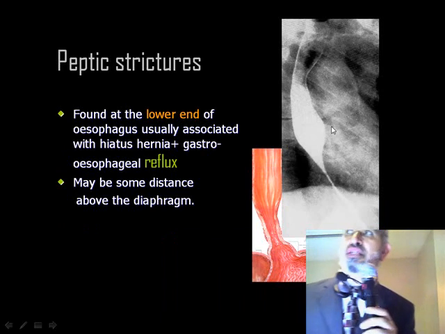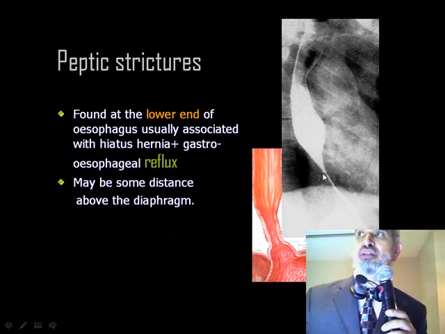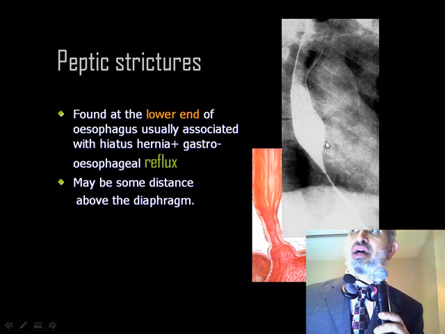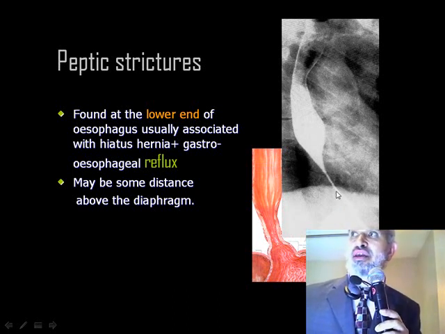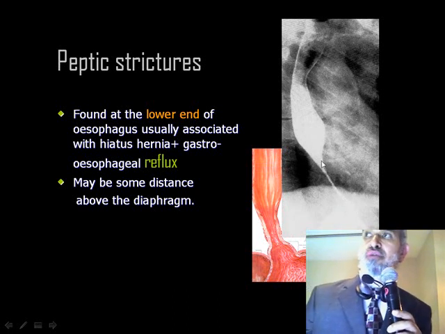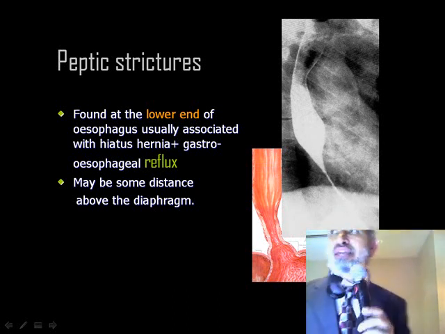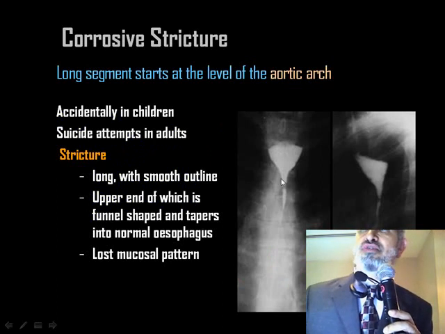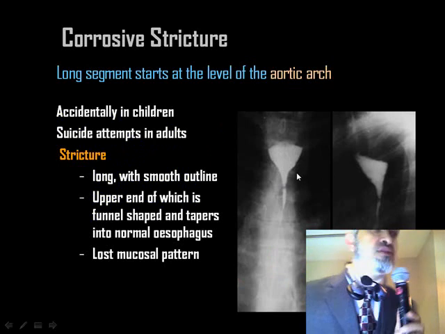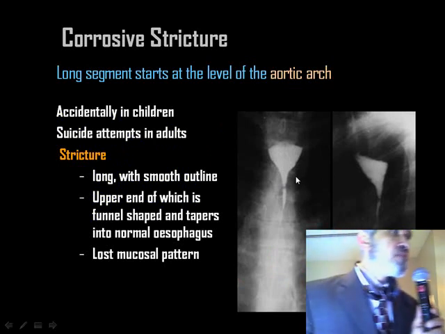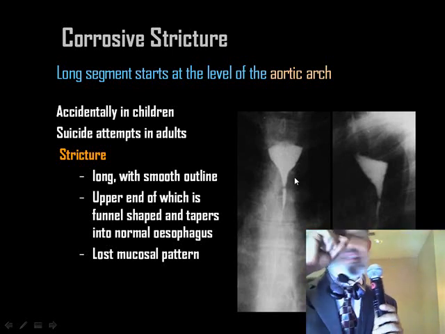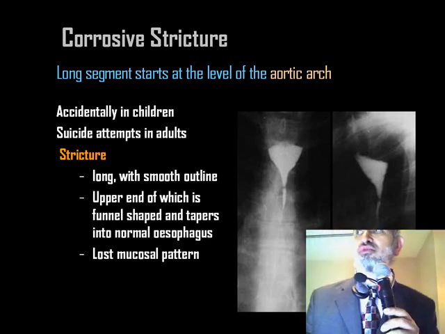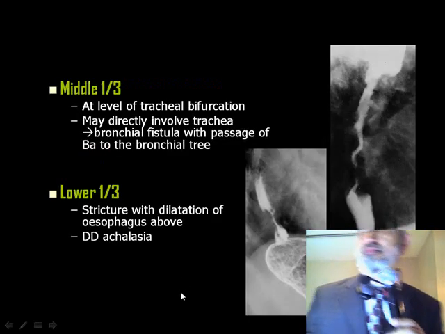And this is a nice example of a peptic stricture in the distal part of the esophagus. Look at the smooth narrowing of the distal esophageal part and the regular contour with progressive tapering, as you can see. And this is a corrosive stricture in the upper part of the esophagus. Usually this happens near the level of the aortic arch, where the swallowed bolus stays for a while before going down through the esophagus after that.